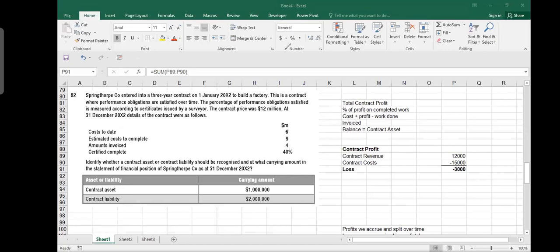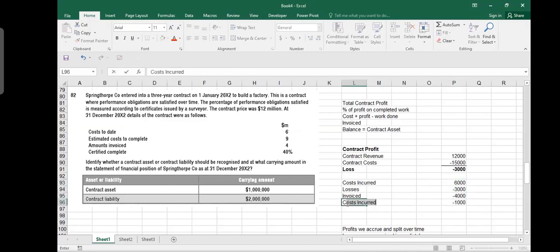So what you should say now is costs incurred, just like we were doing before. How much cost have we incurred so far? Cost to date is 6 million. And losses, you've got a loss of minus 3 million. And how much did you invoice? You remember you always subtracted the invoiced amount. So the amount invoiced is 4 million. 4 million you have already invoiced. So now when you total these numbers, it gives you -1.